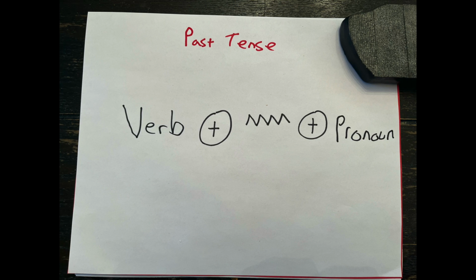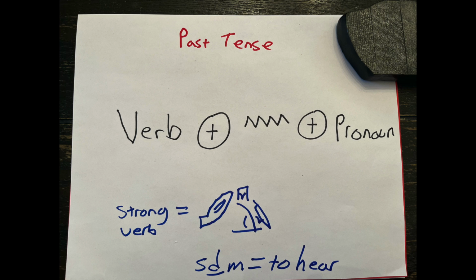So, much like the infinitive, the past tense has a formula. It's the verb plus the letter N plus a pronoun. All right, so what do we mean by that? Well, let's look at an example of a strong verb. Here we have sejem, to hear, the ear and the owl, sejem.